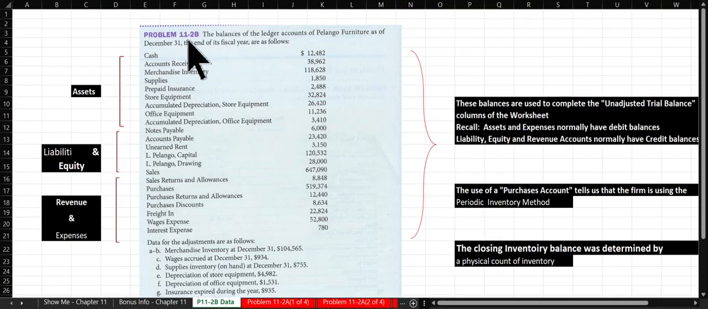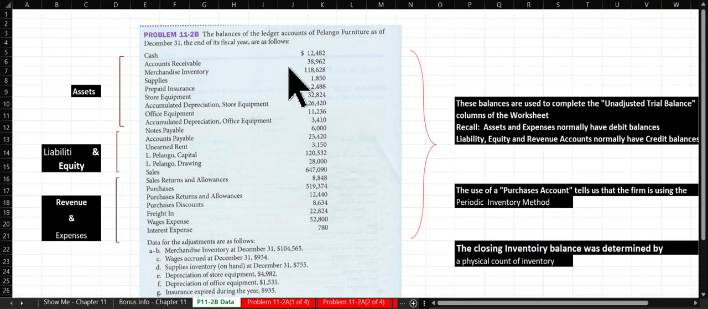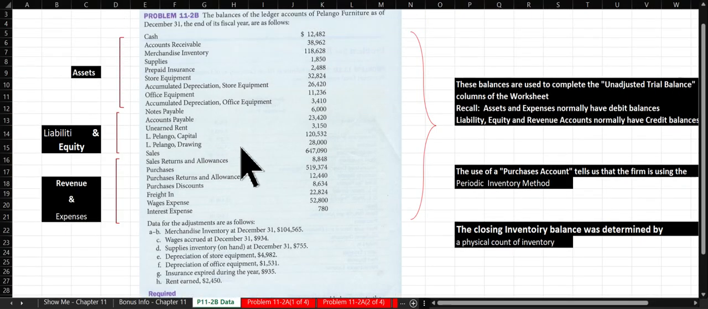And it's problem 11-2b. We are given balances from the general ledger of this firm, and they happen to be listed in the proper order. So be prepared that you may have a problem where the items are just randomly listed, but if you know what they are, assets, liability, equity, revenue, expense, then you will know how to report those items in the worksheet. So in this case, it's listed in general ledger order for us.